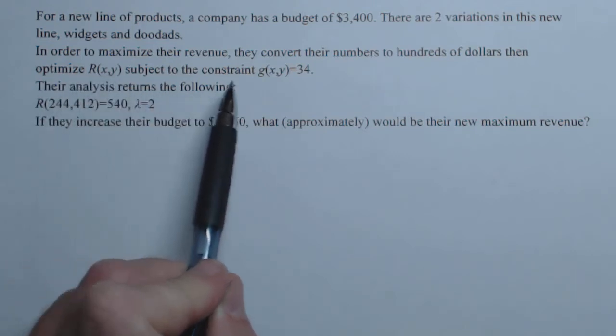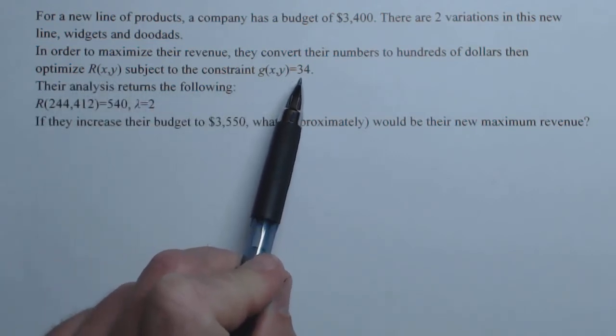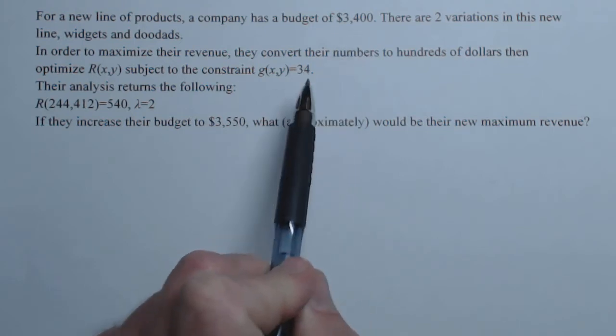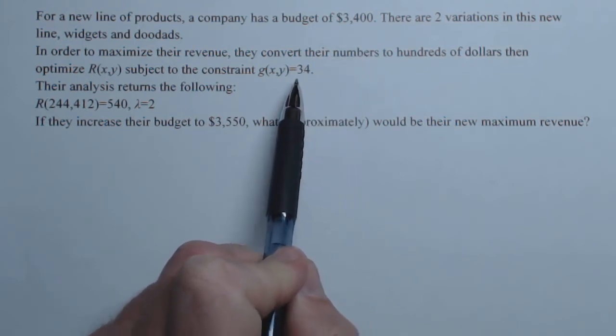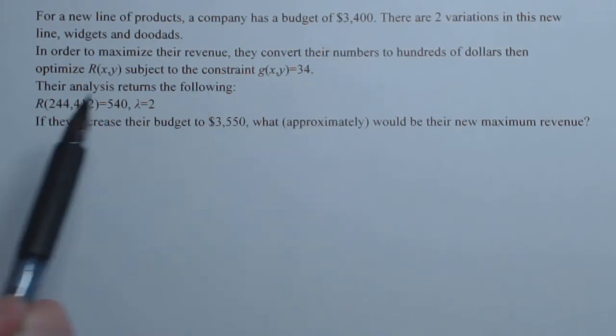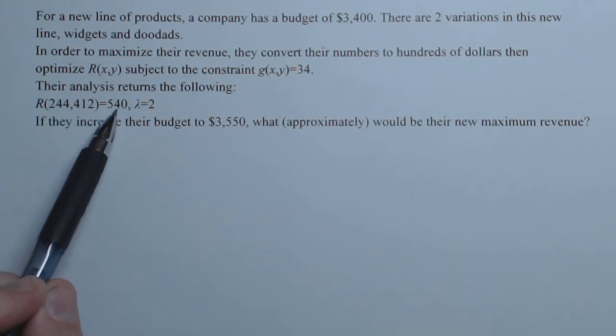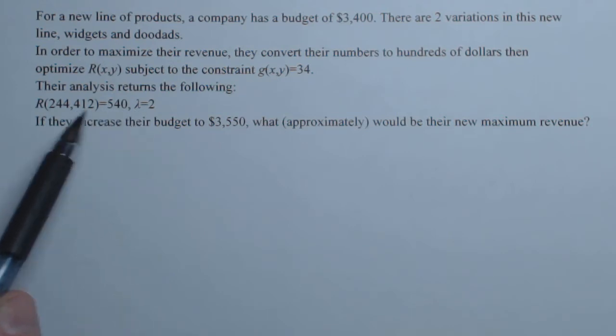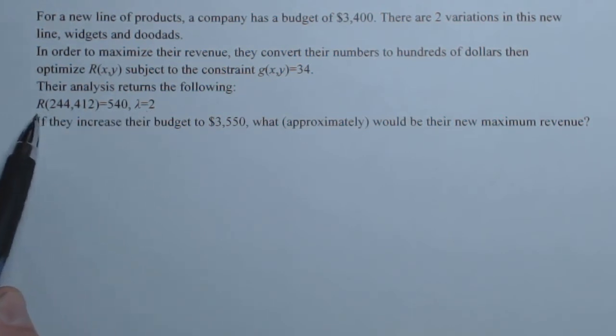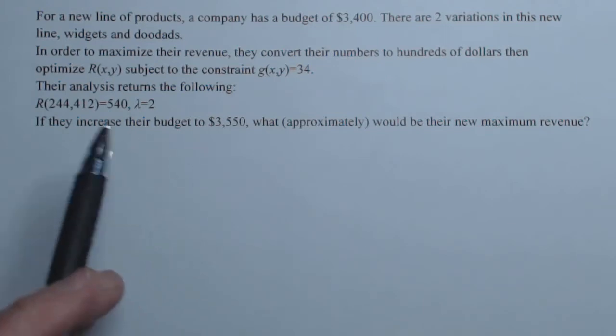r of x,y subject to the constraint g of x,y equals 34. So this is the $3,400 converted, so this is 34 hundreds of dollars. So their analysis returns the following: that r of (244, 412) equals 540 with a lambda of 2. So let's talk about this line first, and then we'll talk about what we're trying to solve.